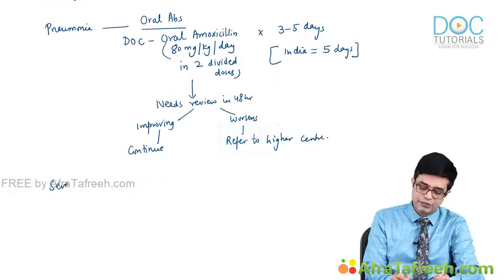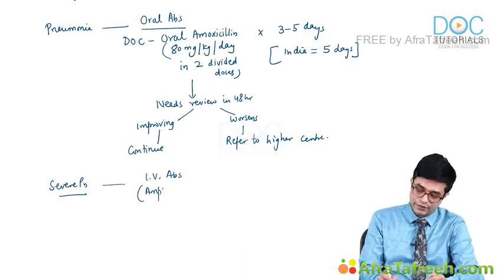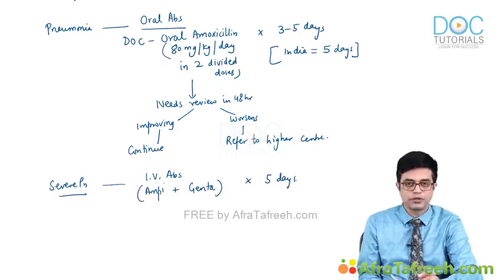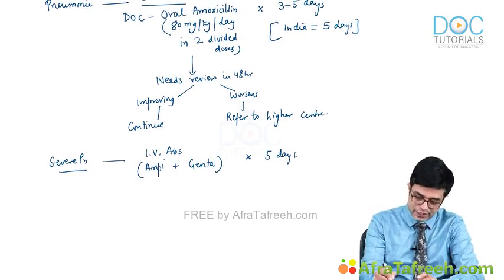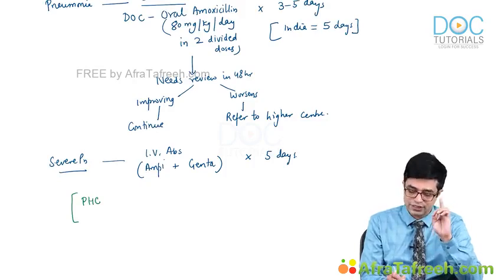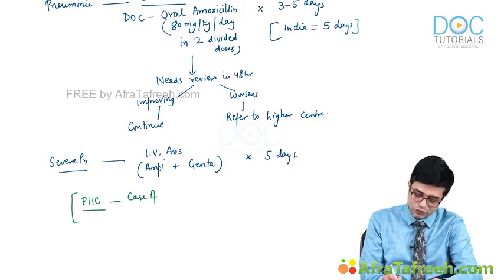In patients of severe pneumonia, IV antibiotics will be needed. So ampicillin with gentamicin will be the therapy of choice, and you will give for 5 days. Doses are not important. Now there is a catch here. In case you are sitting in a primary healthcare center, we are talking about PSM-related questions, you are sitting in a PHC and a case of severe pneumonia is diagnosed, right? What will you do?